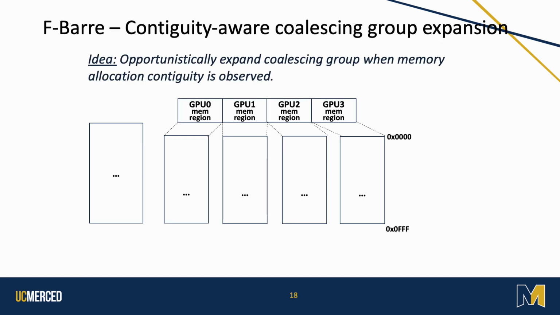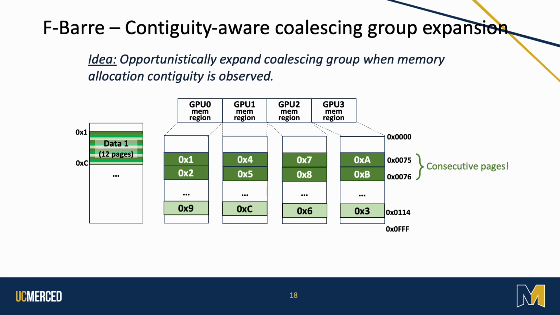The second limitation of Barre Chord is that the coalescing group size is limited by the number of GPUs. Our solution is called contiguity-aware coalescing group expansion. Our key idea is to opportunistically expand the coalescing group when memory allocation contiguity is observed. Here, suppose that we are still trying to allocate 12 pages for data objects. But while constructing the coalescing group, the driver finds that there is contiguity available to exploit. Then FBAR is able to merge those two contiguous coalescing groups into one and enlarge the coalescing range. To support the expanded coalescing group, we also further modify the Barre Chord PDE to encode the merging information.